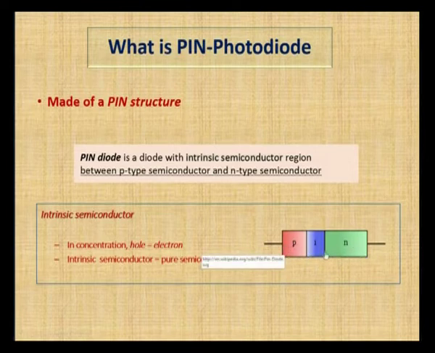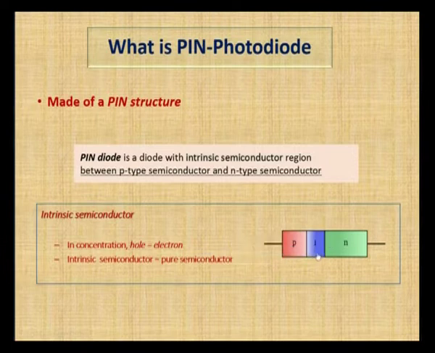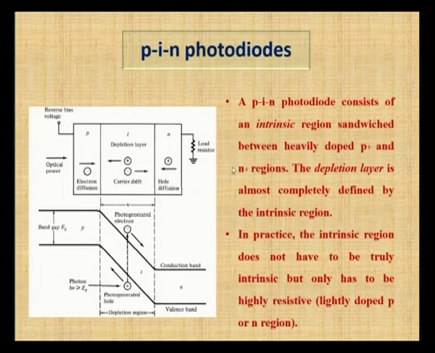Here holes and electrons are concentrated. In an intrinsic semiconductor, holes and electrons are uniformly concentrated, and it is a pure semiconductor. The pin diode will have enough depletion layer, enough intrinsic material. So this intrinsic material will act as a depletion layer. The p type will have electrons and the n type will have holes.